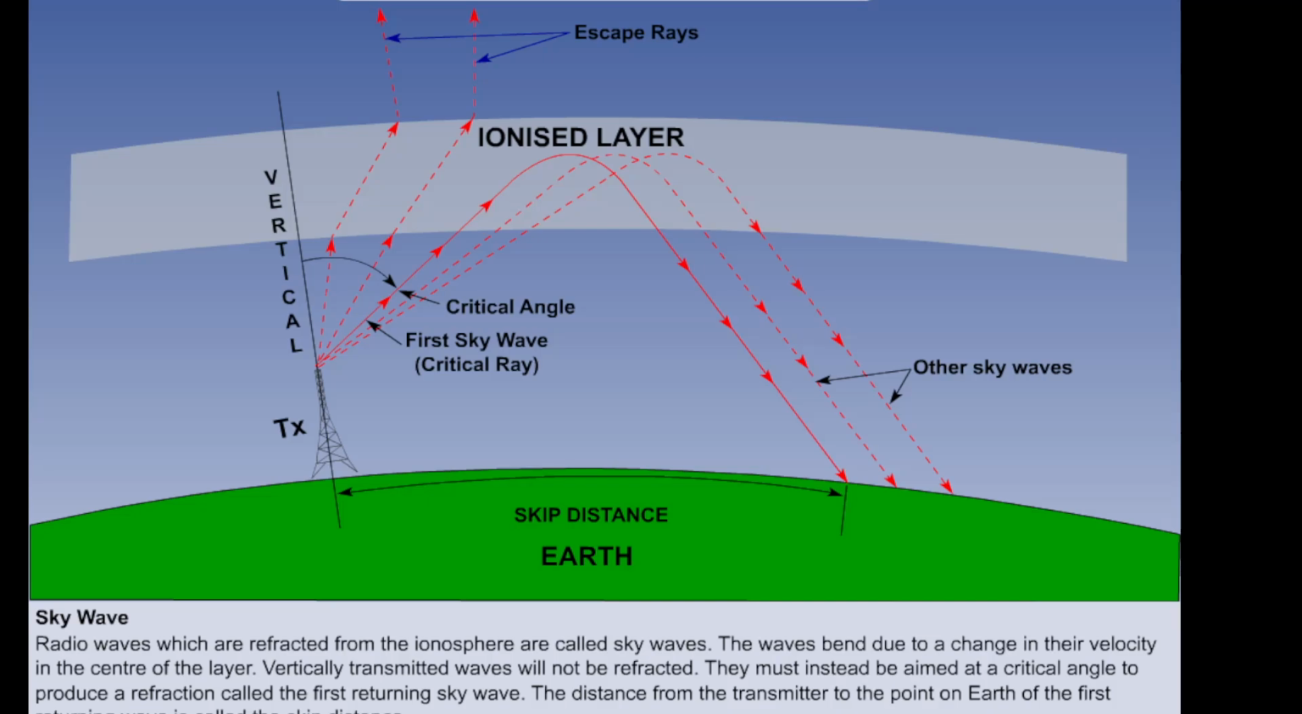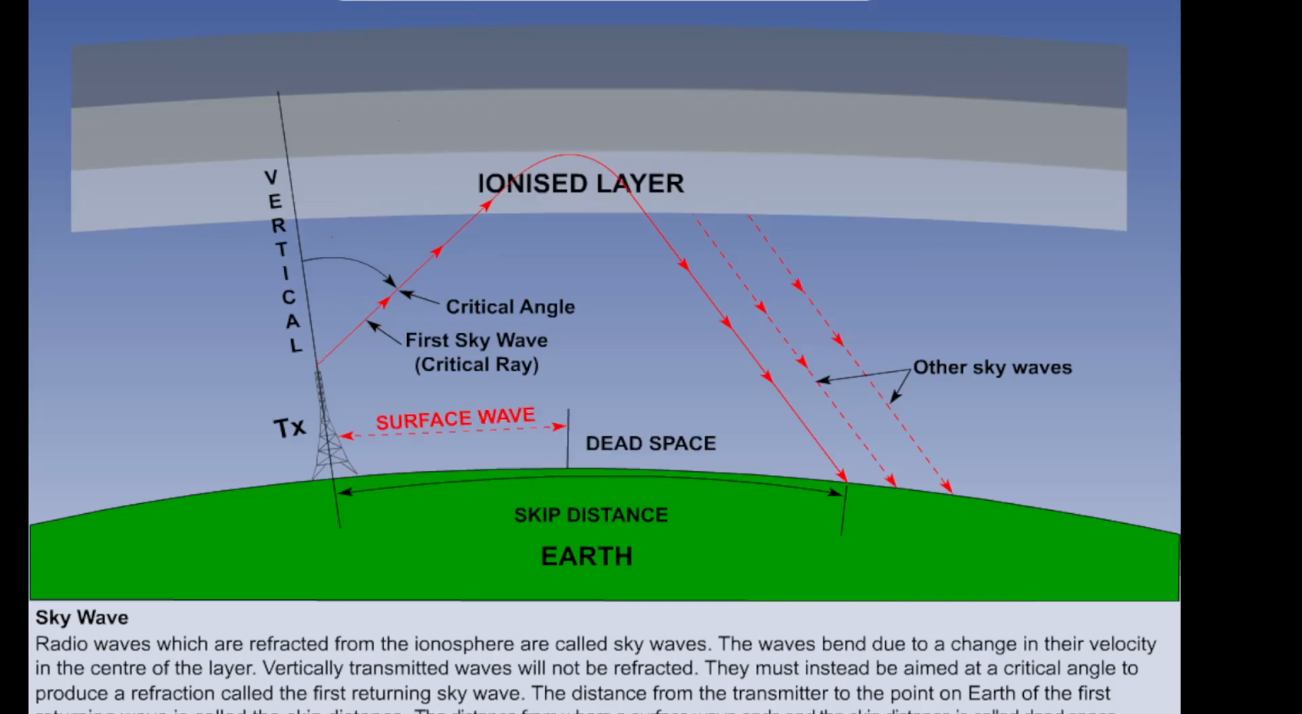The distance from the transmitter to the point where the first returning wave comes back to Earth is called the skip distance. There is one other term that has to be known, and that is dead space. We have seen that surface waves will only travel out as far as the point where they become so attenuated that they can no longer be detected. The distance from this point to the skip distance is called dead space because no transmission is being received there.